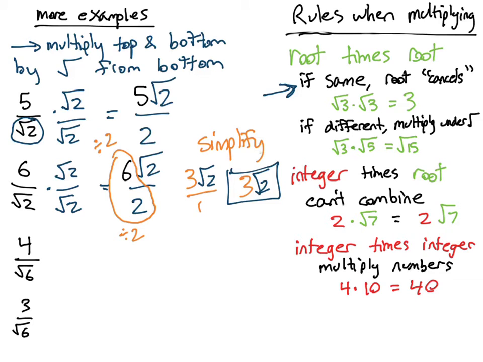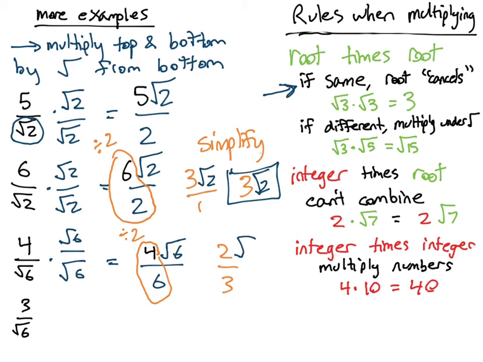In this next example, we need to multiply the numerator and denominator times the square root of 6. Those square roots cancel out in the denominator, and in the numerator, we've got 4 times the square root of 6. And this is another case where we can now simplify this fraction a bit further. The fraction 4 over 6 reduces to 2 over 3 if we divide the numerator and denominator by 2. So our final answer here would be 2 root 6 over 3.